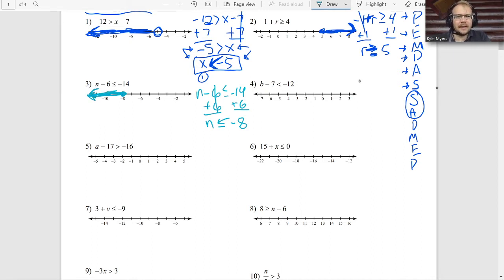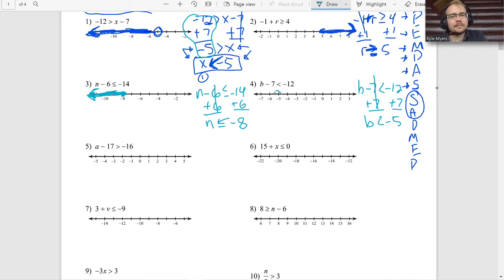We have b minus 7. b minus 7 less than -12. Opposite of minus 7 is plusing 7. Plusing 7 on both sides here. B less than -5. How did I know that so fast? Oh, crazy. Because -12 plus 7 is actually what we just did right here. We just did that. -12 plus 7 is -5. All right, B is less than -5.